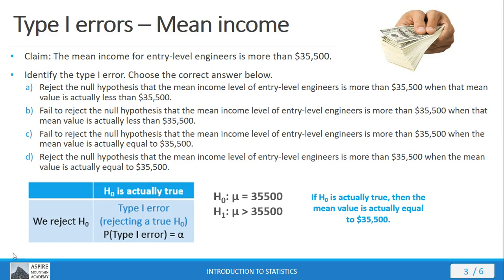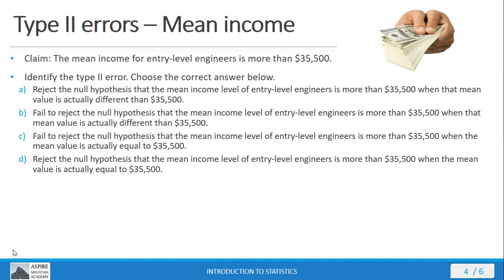So that brings us to the correct answer, which is answer option D. Rejecting a true null hypothesis. Okay, rejecting the null hypothesis. There's the rejecting part, when the mean income is more than 35,500, when it's actually equal to. That's the null hypothesis part here, that it's actually equal to. Okay, so there's your type 1 error.